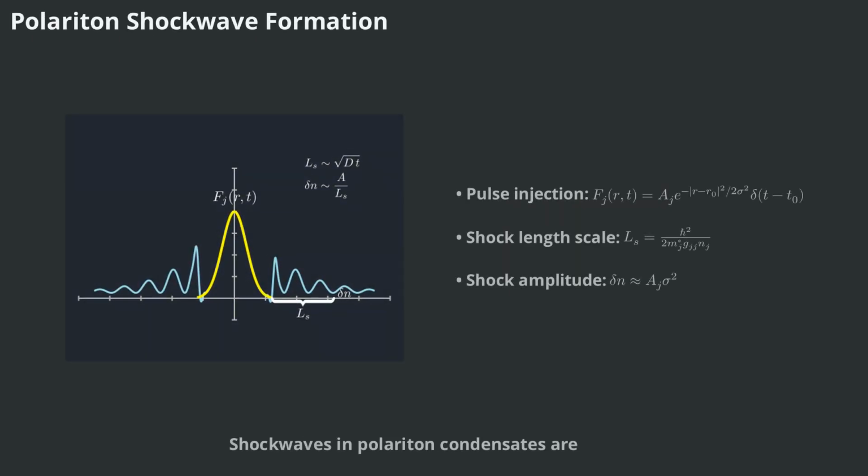Shock waves in polariton condensates are generated by injecting localized pulses, described mathematically by a delta function in time and a Gaussian in space. The resulting nonlinear dynamics produce a dispersive shock wave, with its length, scale, and amplitude determined by the effective mass, interaction coefficients, and pulse strength. These shock waves are the driving force behind rapid phase transitions in the structural field.